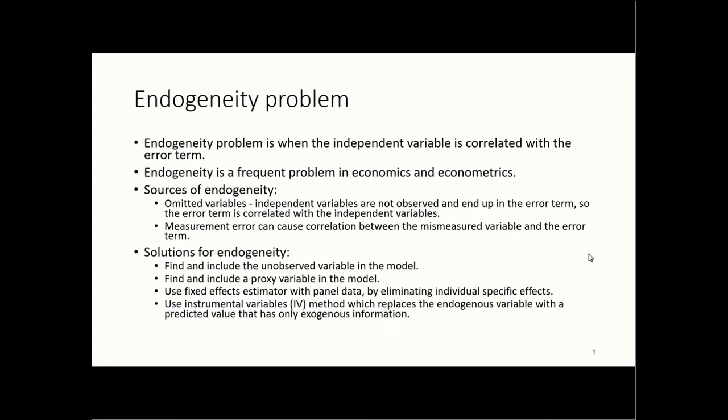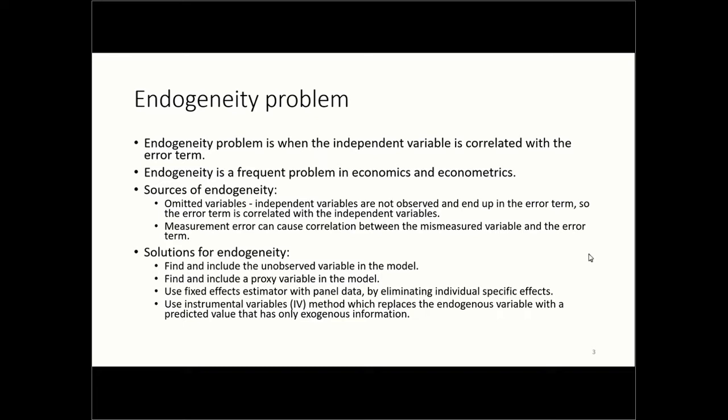First, what is an endogeneity problem? That is when we have the independent variable being correlated with the error term. So one of the problems with an endogeneity problem is that we would have coefficients that are biased and inconsistent. That is a frequent problem in economics and econometrics.